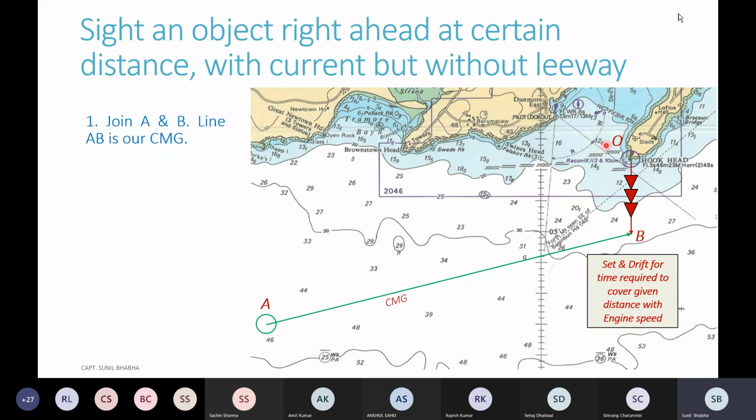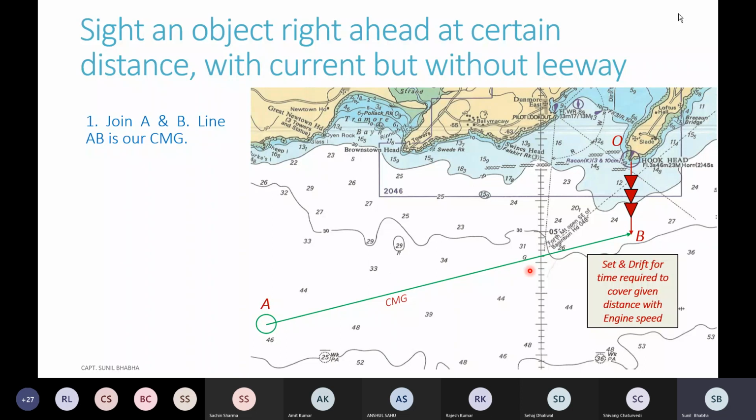The length of the current vector is for the time which is required to cover the given distance, but AB side could be of any length. So how is this our course made good? Let me explain the full procedure. It will become clear in your mind now.